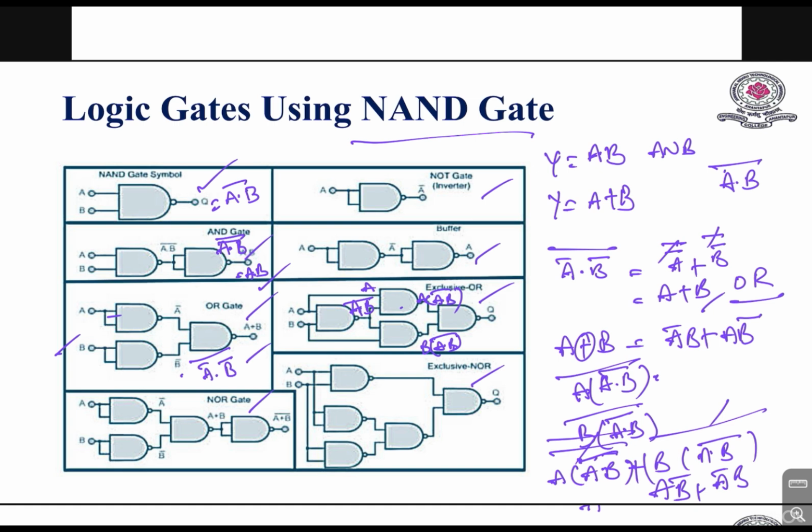And also XNOR gate. So XNOR gate is in the same way. Here A, B are the two inputs. In this we need to take a two input NAND gate. So here this is A dot B whole bar.